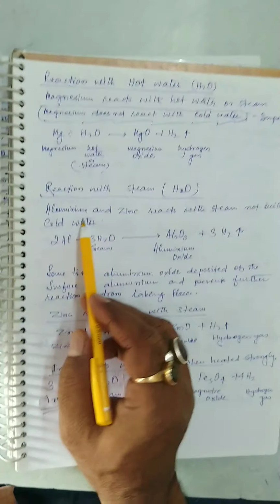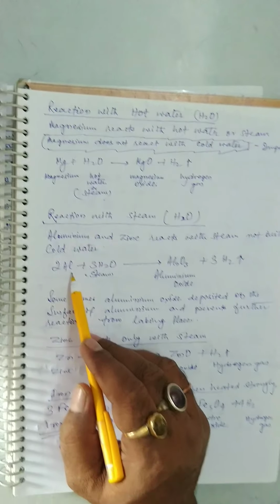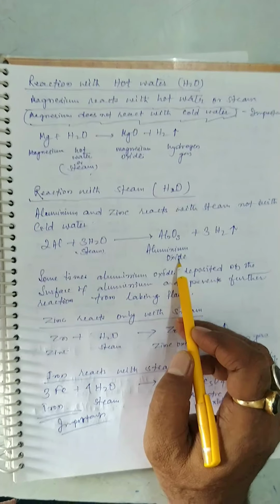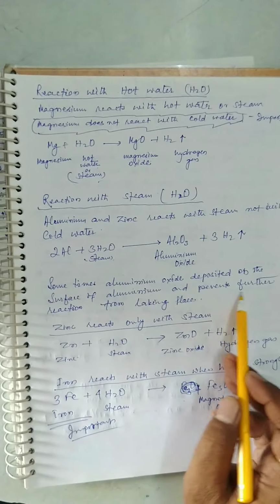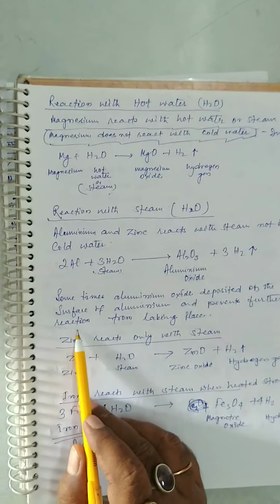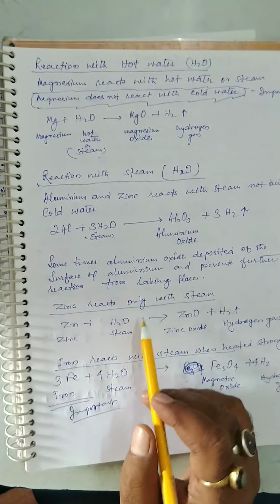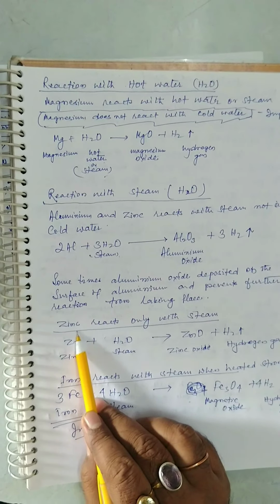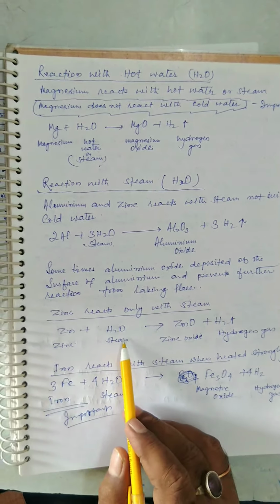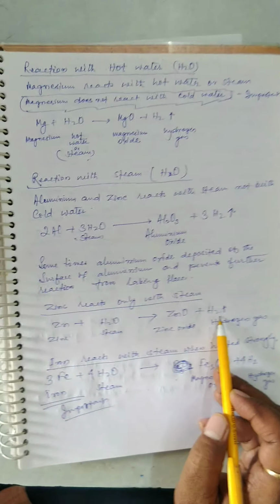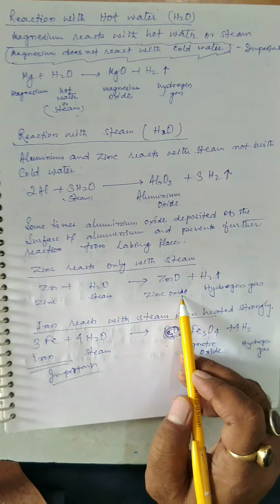Reaction with steam. Aluminium, zinc and iron react with steam. Two aluminium plus water forms aluminium oxide and hydrogen gas. Sometimes aluminium oxide is deposited on the surface of the aluminium and prevents further reaction from taking place. Zinc reacts with steam just like aluminium: zinc reacts with H2O to form zinc oxide and hydrogen. It is also deposited on the surface of the zinc.